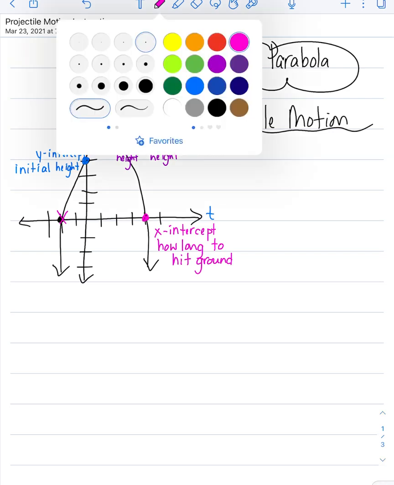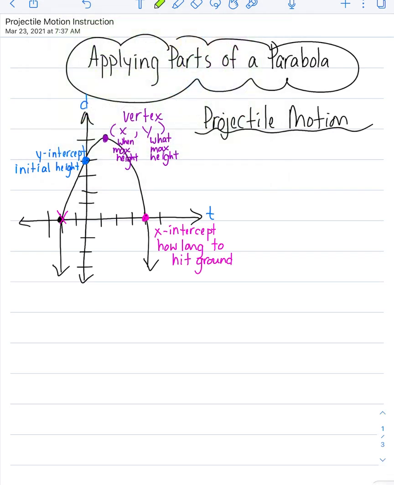And there's another thing you can do, and I'm going to talk you through another specific example, but if it asks how high the object is at x seconds, you plug x into the equation. And again, we're going to do a specific example, but first I wanted to label the parabola.